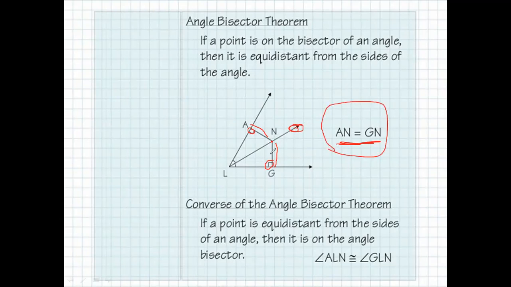Again, we divided this angle equally. So from this point to the one side and from this point to the opposite side, forming 90 degrees, the sides are equal.